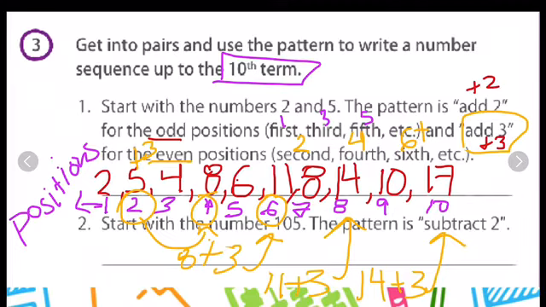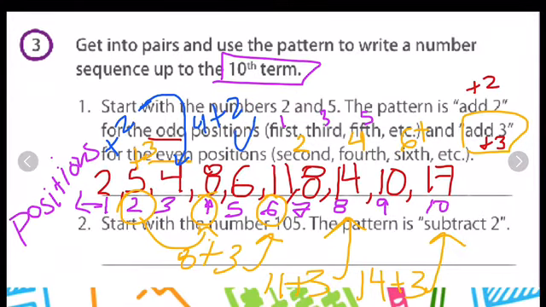So over here I'm going to write just one example of the odd pattern. 2 plus 2 equals 4. 4 plus 2 equals 6.